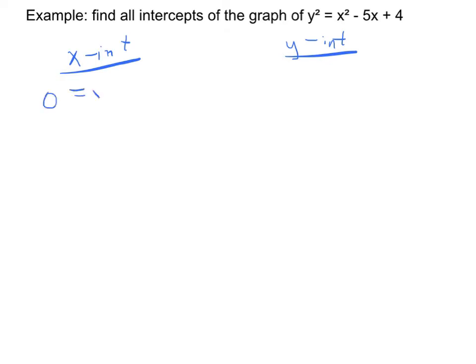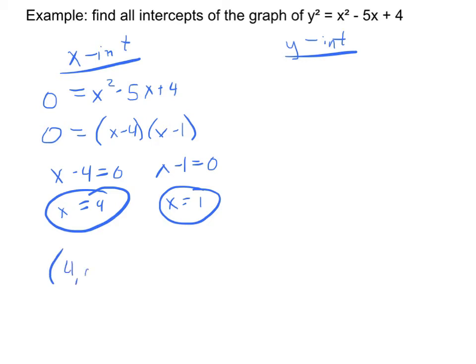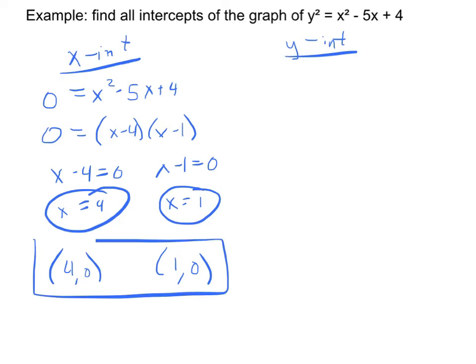So first, to find the x-intercepts, we're supposed to set y to be 0. So we'll have 0 equals x squared minus 5x plus 4. This is a simple factoring problem. We'll end up with x minus 4 times x minus 1. Using the zero product property, we can set each of these equal to 0 and solve. We end up with 4 as one of the x-intercepts and 1 as the other x-intercept. Keep in mind, intercepts are actually points, and so we really should write these as the points (4, 0) and (1, 0). So we've now found 2 of the intercepts of this graph.